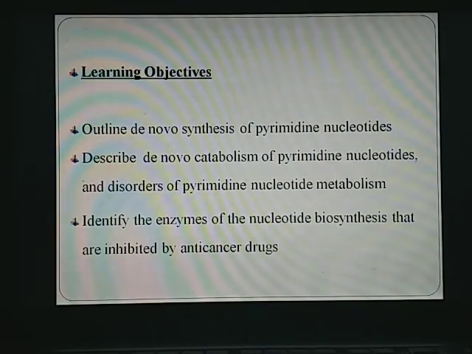The learning objectives of today's topic are: outline de novo synthesis of pyrimidine nucleotides, describe catabolism of pyrimidine nucleotides and disorders of pyrimidine nucleotide metabolism, and identify the enzymes of nucleotide biosynthesis that are inhibited by anti-cancer drugs. So at the end of today's topic, these objectives should be achieved.